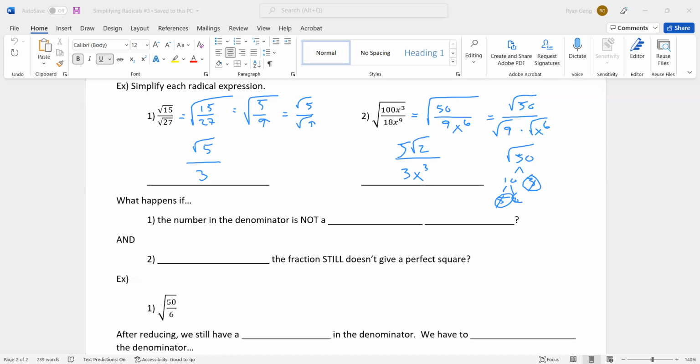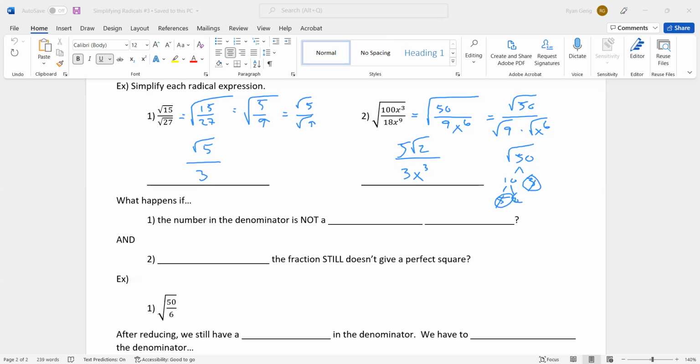One more thing you want to check. It doesn't happen here, but you want to check it. I brought out a 5 and I brought out a 3. Sometimes those are going to reduce even more. You need to reduce them if you can. In this case, they don't reduce, so I'm done. That's my final answer. Okay.